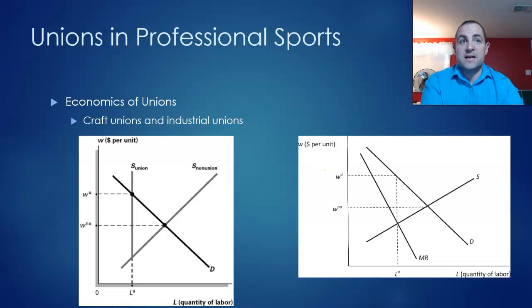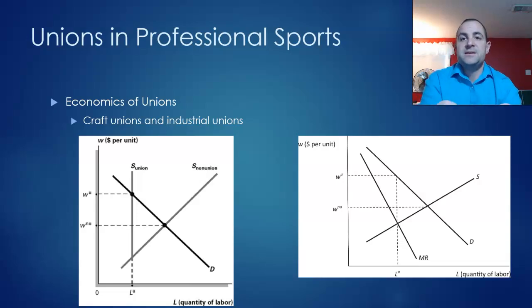So the result is a union wage that exceeds the competitive wage. If we look here, you see the demand for labor, the supply of non-union, and then the supply of union. So with craft unions, they will restrict the number of people that they can have in their union. In doing so, they will have a lower level of labor than with a competitive market, but they will be able to negotiate the higher wage.